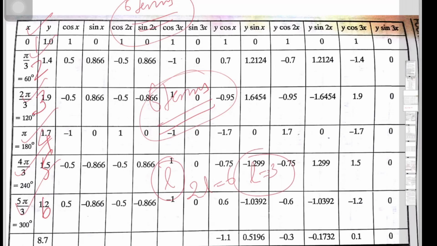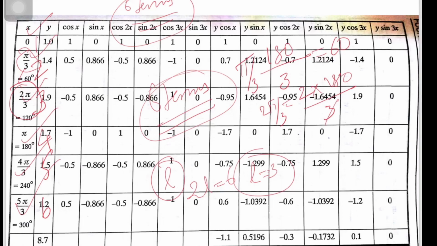Another doubt will be: pi by 3, how do you get pi by 3? Pi value is 180. 180 by 3 is 60. 2 pi means 2 into 180 by 3. This is pi by 3, this is 2 pi by 3. 2 into 180 by 3 is nothing but 120. So that's how you get 120 here.